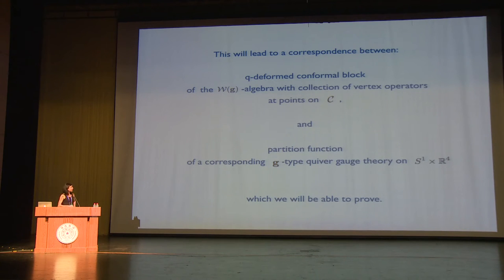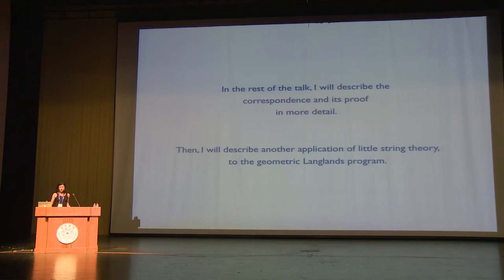So we will get a precise statement of a correspondence between q-deformed conformal blocks of the W algebra with a collection of vertex operators at points on the Riemann surface, and the partition function of a corresponding G-type quiver gauge theory on S1 times R4. And this correspondence we'll be able to prove for arbitrary G and choices of defects. So in the rest of this talk, I'll describe this correspondence and its proof in more detail. And then I'll tell you about another application of little string theory to the geometric Langlands program.